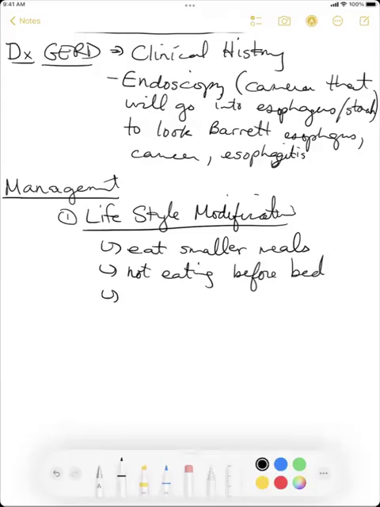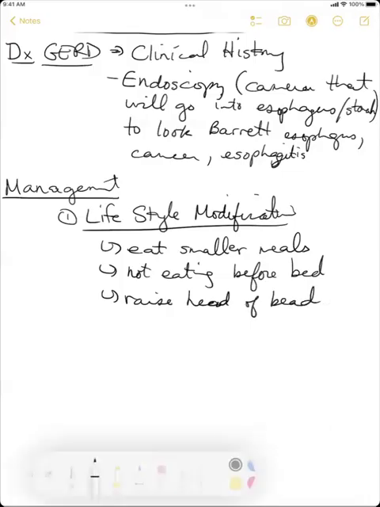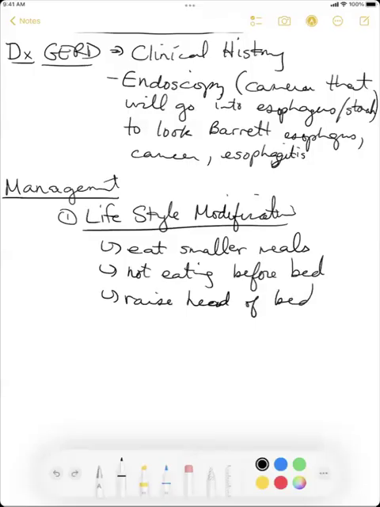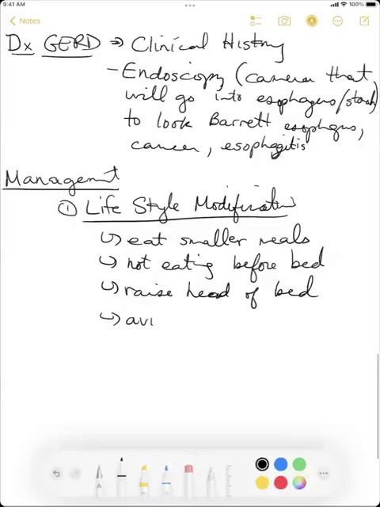Raising the head of the bed to a greater angle so that you're not lying flat and then gravity can work with you. So raise the head of the bed. Also avoiding any trigger foods. So essentially, if it tastes good, you probably shouldn't eat it because it can lead to reflux.